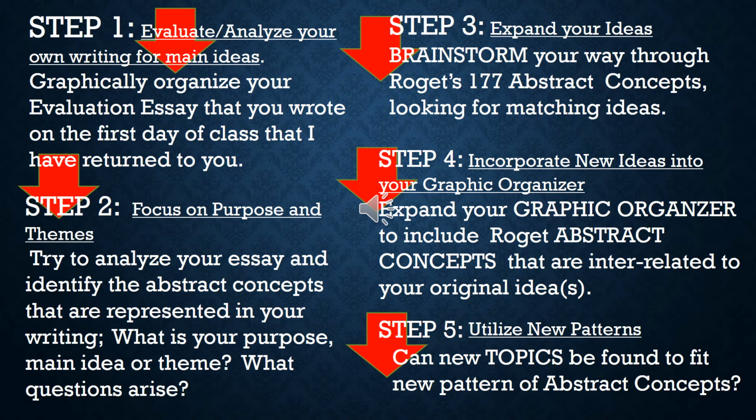You want to expand your ideas by brainstorming your way through Roget's 177 abstract concepts, looking for matching ideas. You want to bring in your own ideas and then try to expand upon them and build around them using Roget's 177 abstract concepts. Finally, step 5, you want to look for new story ideas, new topics that might fit the pattern of your new expanded graphic organizer. Because once you have an abstract graphic organizer containing many interrelated ideas that are general in nature, you should be able to very easily find other stories that you can use to fit the pattern.